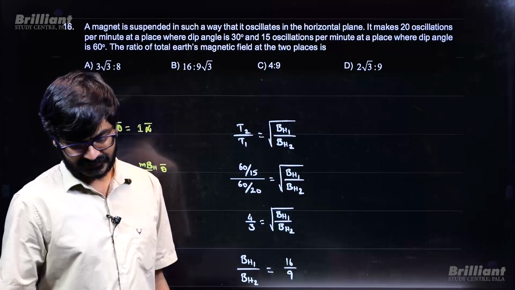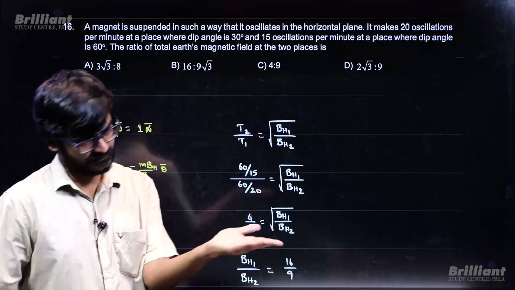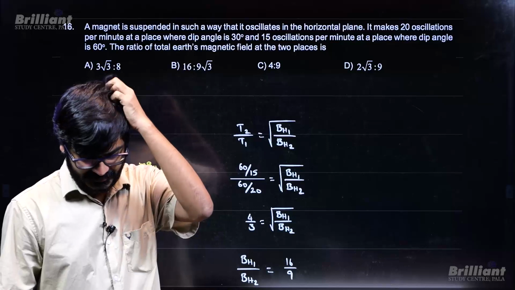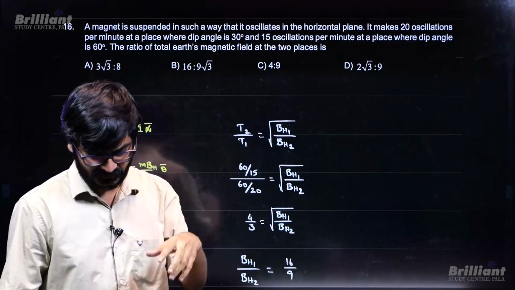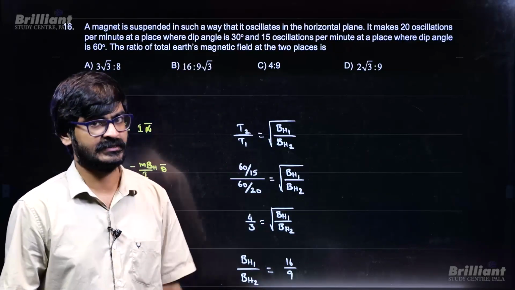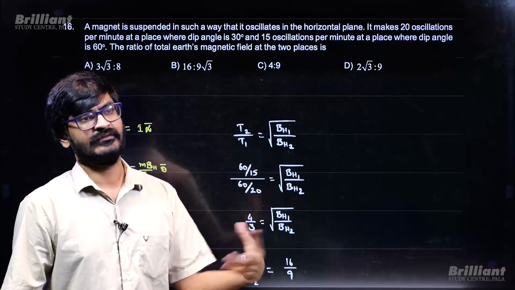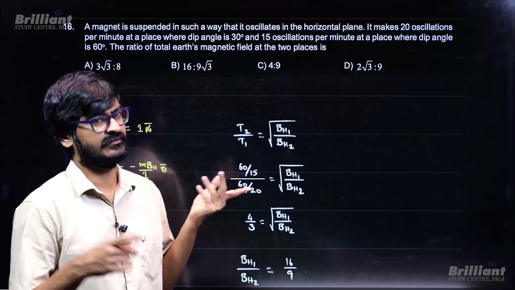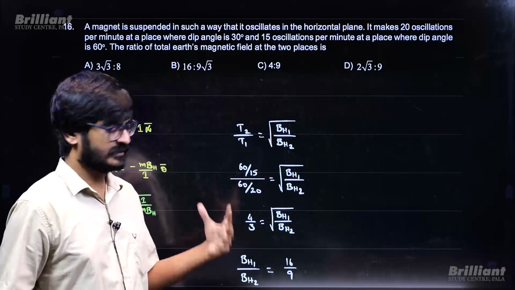A magnet is suspended in such a way that it oscillates in horizontal plane. It makes 20 oscillations per minute at a place where dip angle is 30 degrees and 15. So they are conducting experiments at two different places. At two different places, everything is going to be different. Magnetic field of the earth will be different, horizontal component will be different, vertical component will be different. So everything will be different.